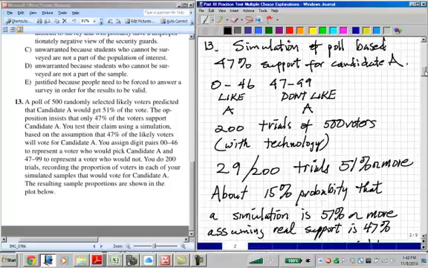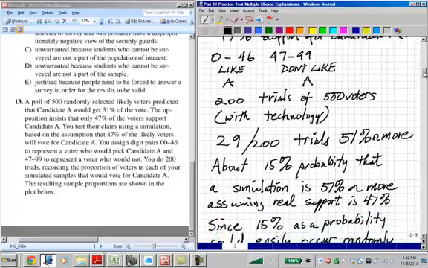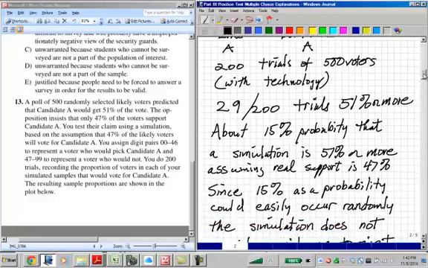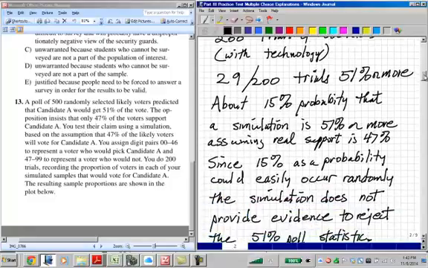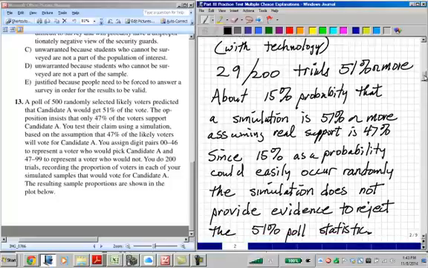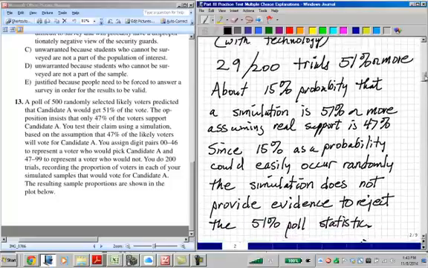So you run simulations, 200 trials of 500 voters, 0 to 46, they like A. 47 to 99, they don't like them. They generate all these pairs of numbers. You do this with technology, obviously. And what you end up with is 29 out of 200 trials are 51% or more. So there's about a 15% probability in the simulation that a result is 51% or more, assuming real support is 47%. Since 15% as a probability could easily occur randomly, the simulation does not provide evidence to reject the 51% poll statistic.